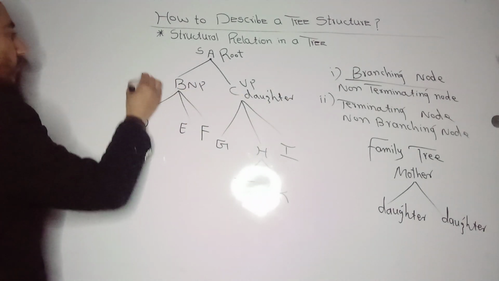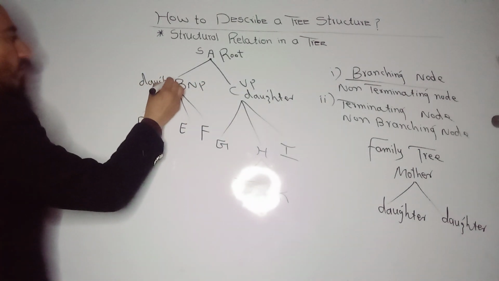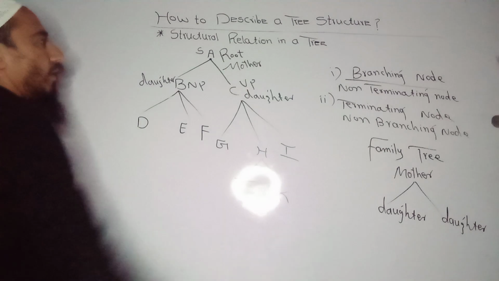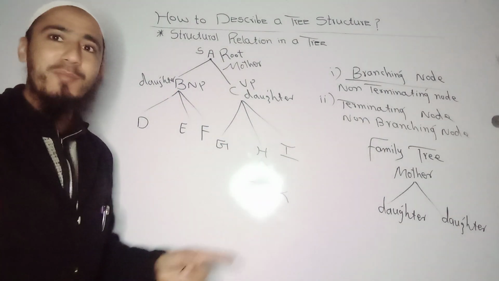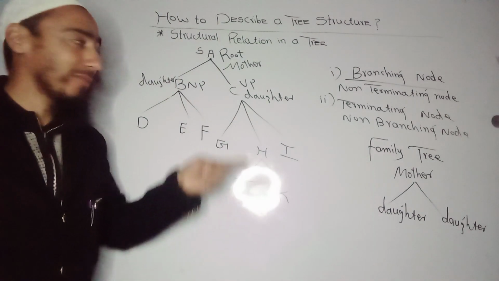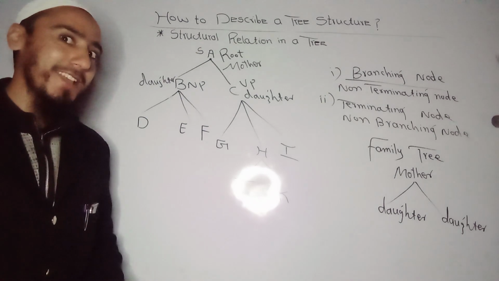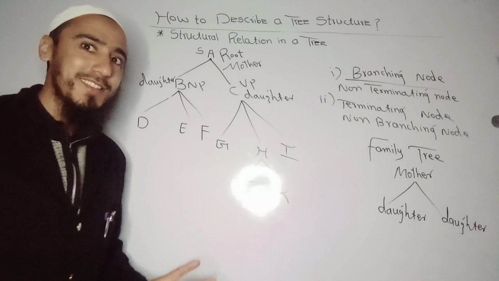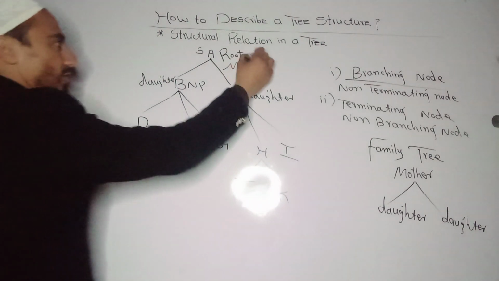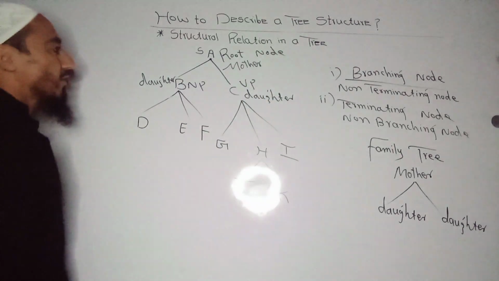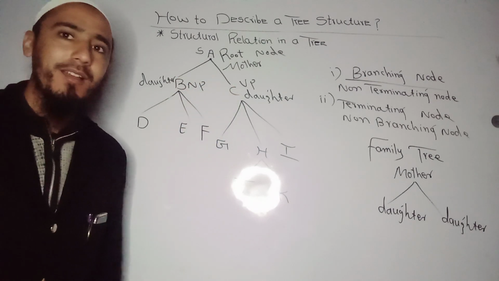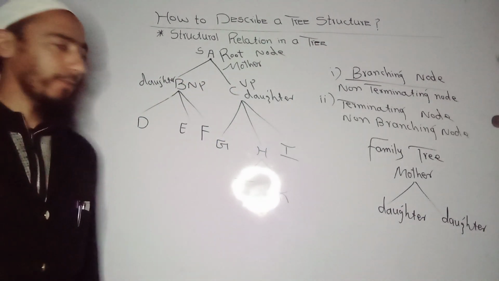They are called daughters, and this S is called mother. Yes, it is mother, but it does not have a mother. Remember, the root is also called the mother node because it is a mother by itself, but it does not have a mother, it has daughters. So the root node has 2 daughters here, that is B and C, or VP and NP. Sorry, NP and VP.